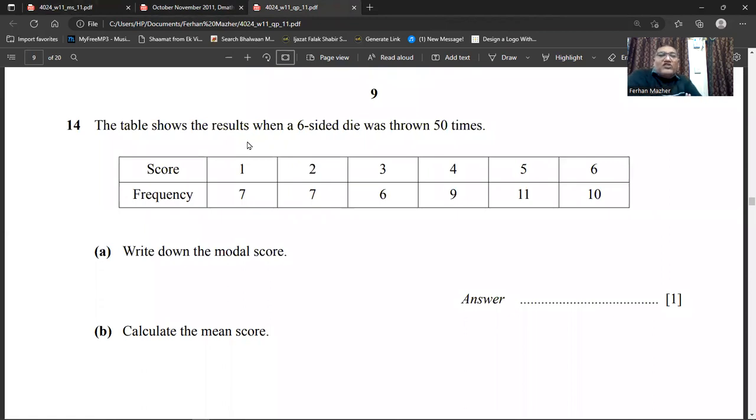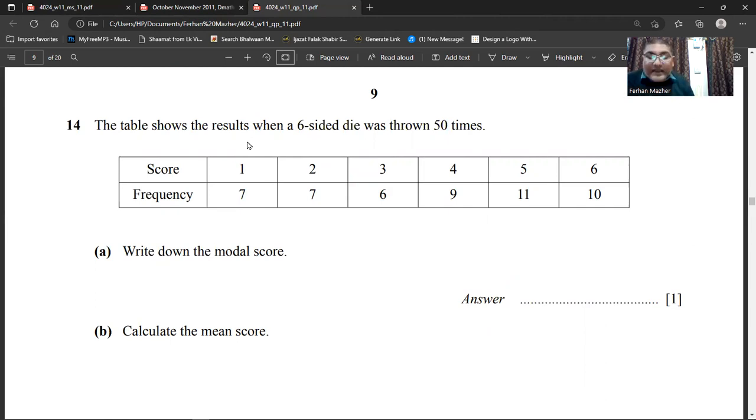So now we have question number 14. It says the table shows the results when a 6-sided die was thrown 50 times. 6-sided die, you know, we play Ludo, and that die has 6 sides, and there are 6 numbers written on them: 1, 2, 3, 4, 5, 6. So they have thrown that die how many times? 50 times.